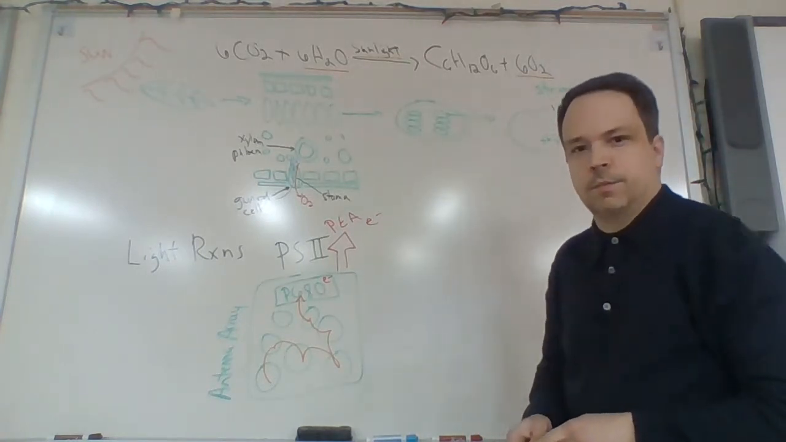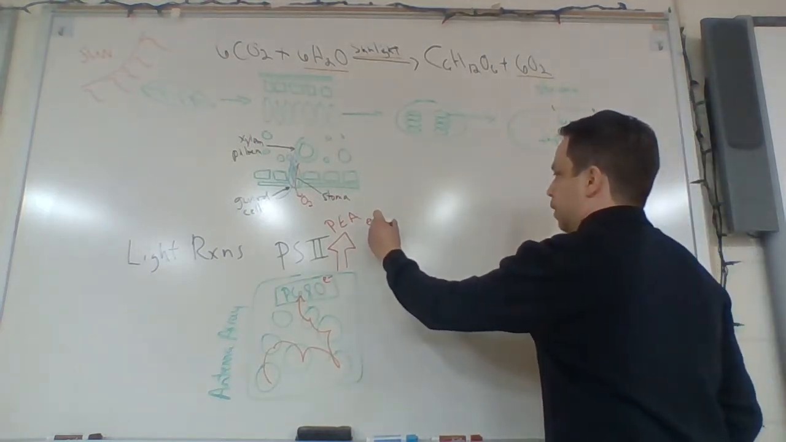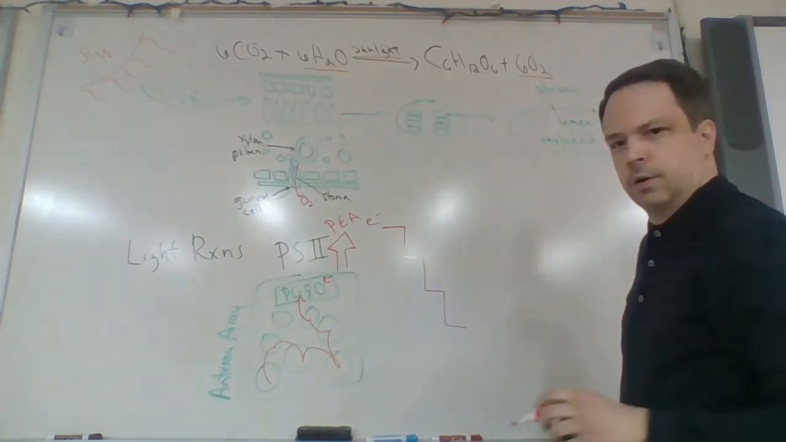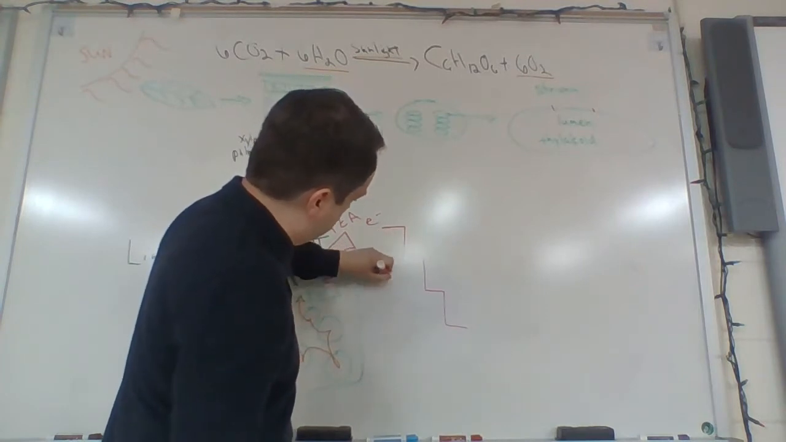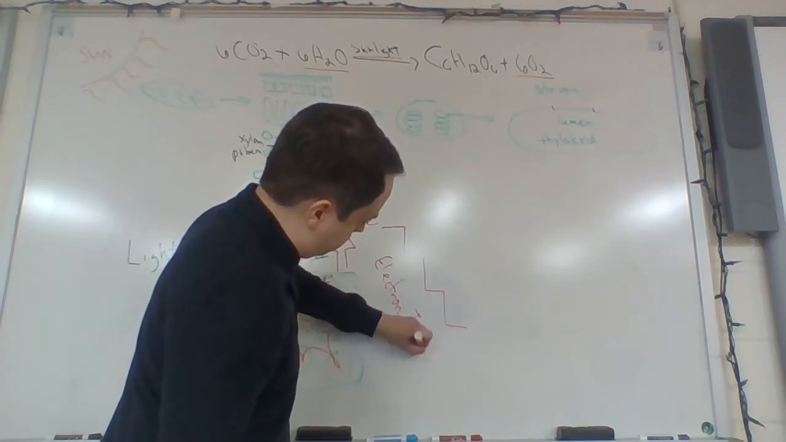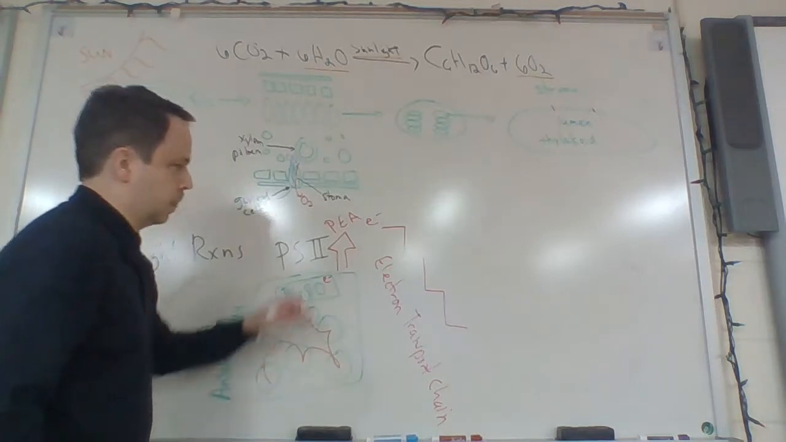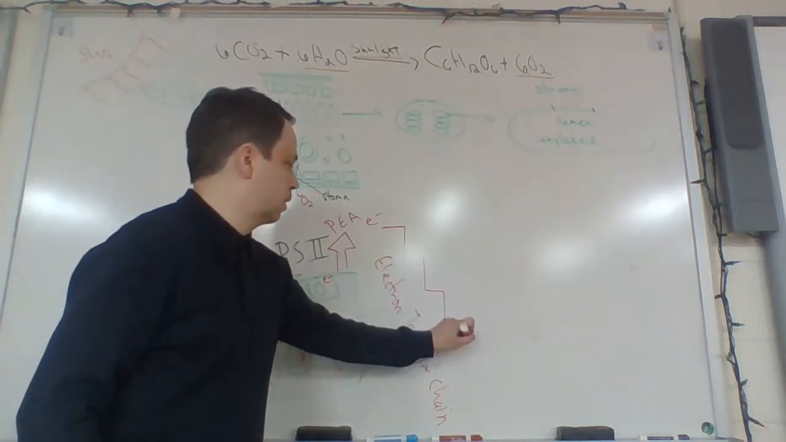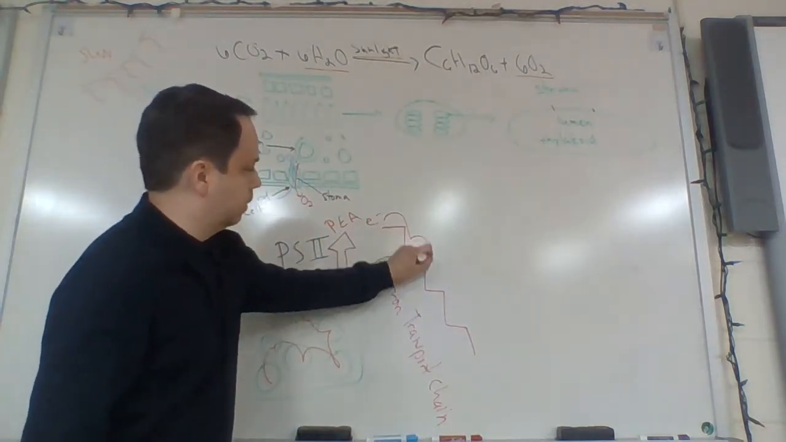This electron is going to end up going on a ride. The ride it goes on is called the electron transport chain. Okay, so this is the electron going on this little ride.